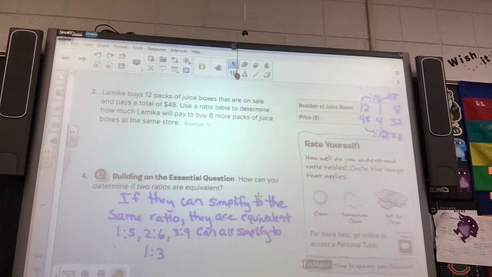1/3, 2/6, and 3/9 can all simplify to 1/3. That means that they are equivalent. And if you look back at your problems, the number 3, 8/32, if we multiplied it up or divided it down, they would all simplify down to 1/4, or 12/48 or 8/32. So all those are equivalent because they all simplify down.